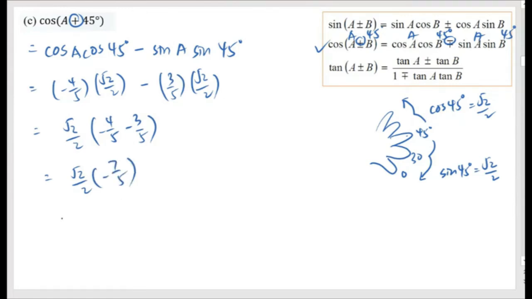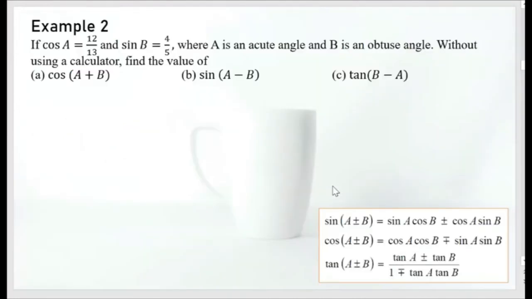Negative 7 over 5. So for this question, you have to leave it in the simplest fraction form. Okay, this is your answer. Don't change into the decimal, because for trigonometry, this topic, most of the questions are in the fraction form. Okay, so now look at example 2.